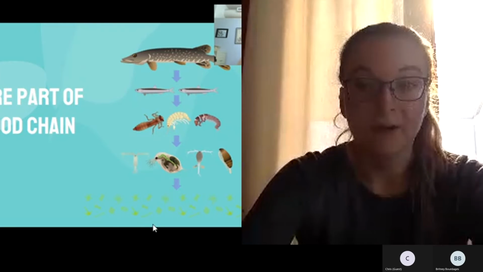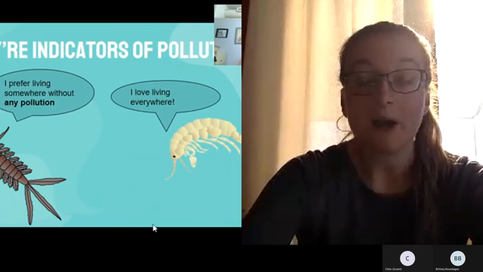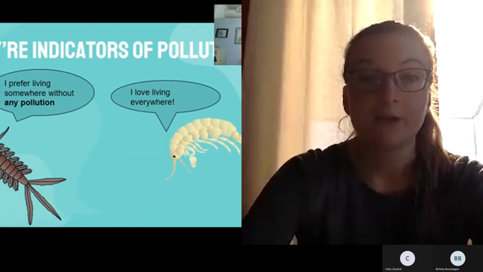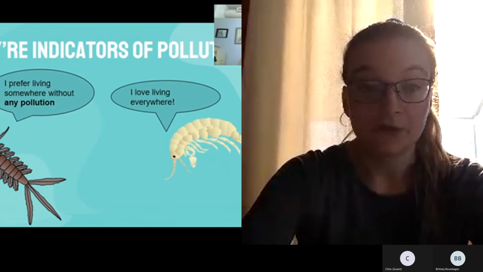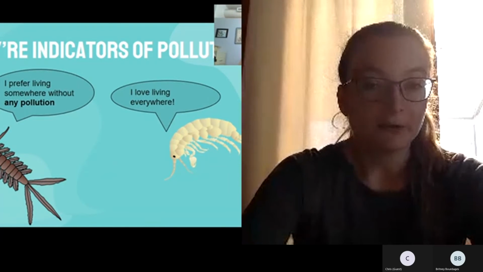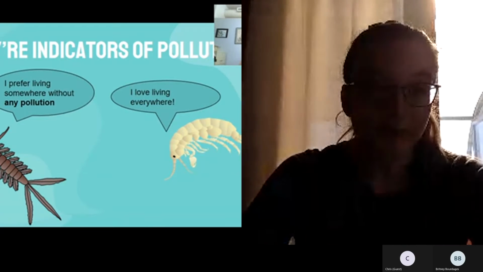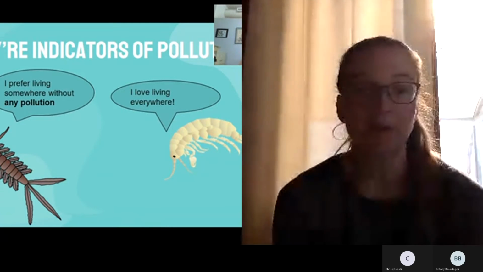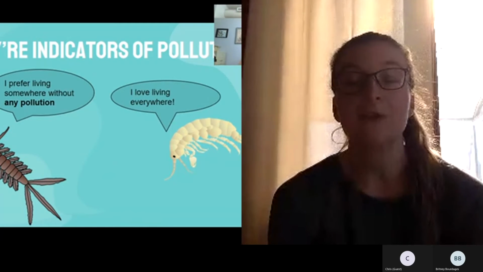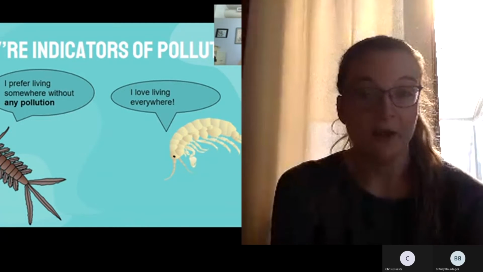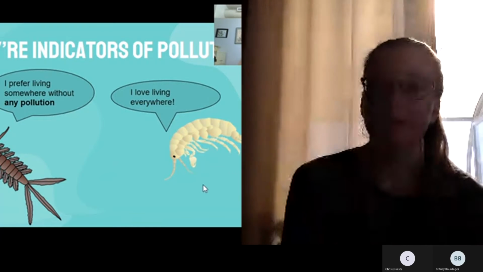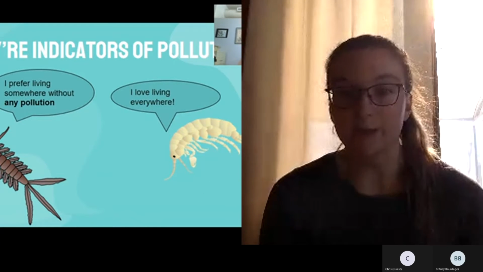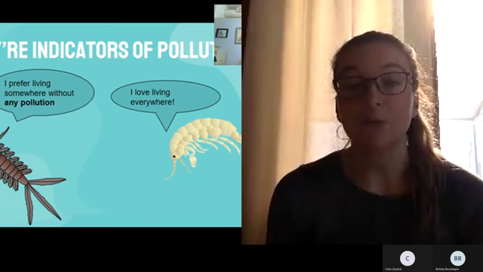As well, aquatic invertebrates are bioindicators, so they are indicators of pollution. On the left-hand side of your screen, you'll see a mayfly larva, and it's telling us that it prefers to live in places without any pollution. So it's a very sensitive species. On the right side of the screen, we have an amphipod, or a side swimmer, and he lives everywhere. So he's a lot more tolerant.